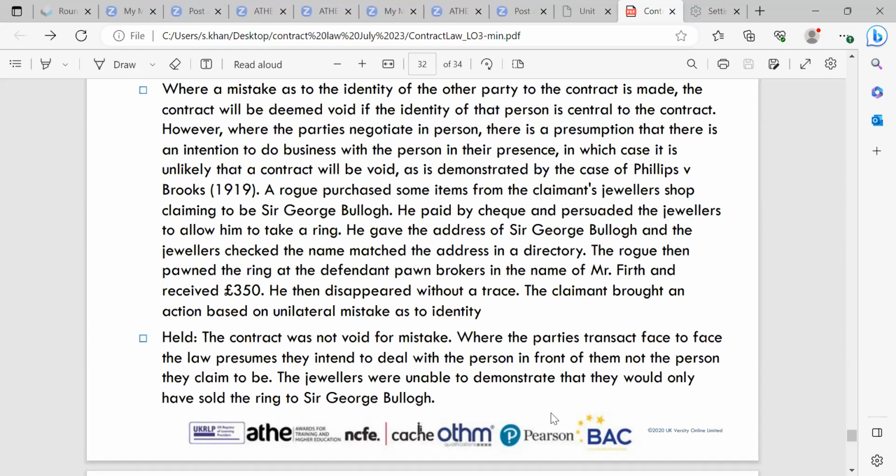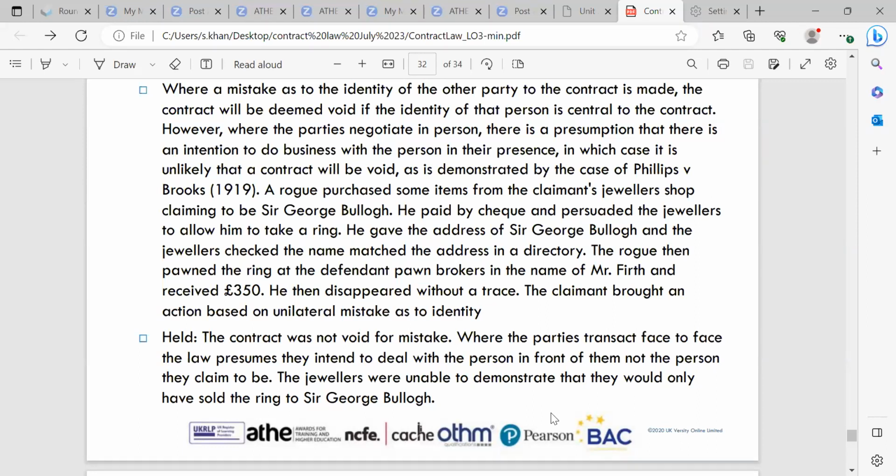A rogue purchased some items from the claimant's jewellery shop, claiming to be Sir George Bullock. He paid by cheque and persuaded the jewellers to allow him to take the ring. He gave the address of Sir George Bullock, and the jewellers checked the name and matched the address in the directory. The rogue then pawned the ring at the defendant pawnbrokers in the name of Mr Firth and received £350. He then disappeared without a trace.